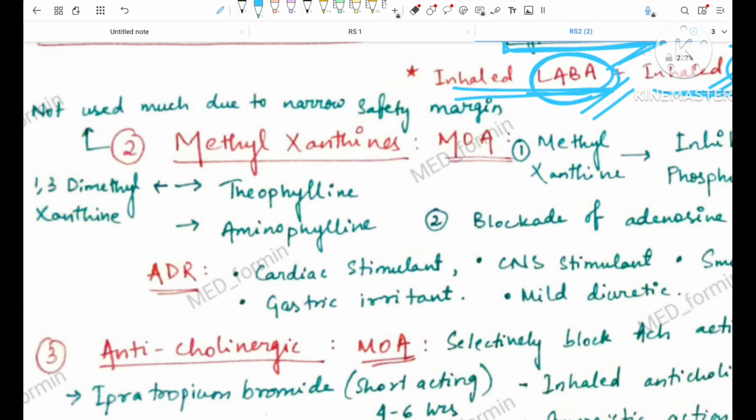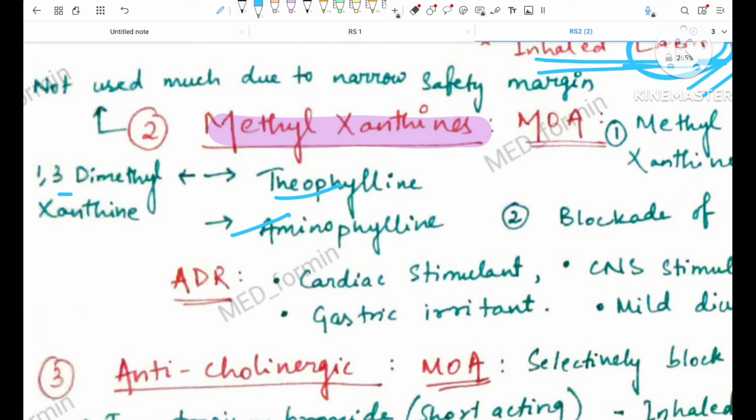Then we have the methylxanthines. These are from the same family as caffeine: theophylline and aminophylline. Theophylline is 1,3-dimethylxanthine, while caffeine is nothing but 1,3,7-trimethylxanthine.